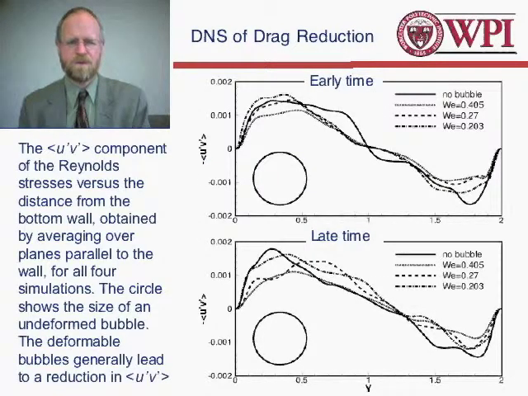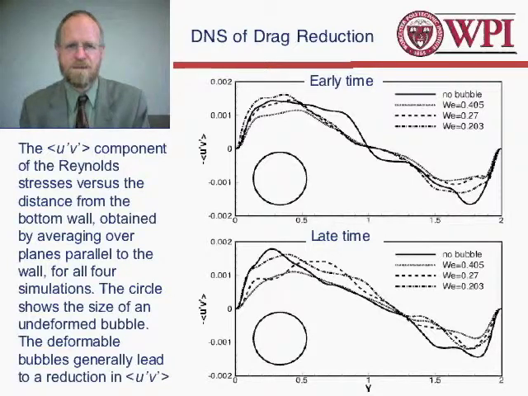To understand what changes the bubbles cause in the flow and what flow changes lead to drag reduction, we have looked at several quantities. In this slide, we plot the Reynolds stresses, the u', v' Reynolds stresses, the wall normal velocity fluctuation and the streamwise velocity fluctuations at two different times. We also show the relative size of the bubbles with solid circles to give you some indication of the relative size of the bubbles compared to the channel.